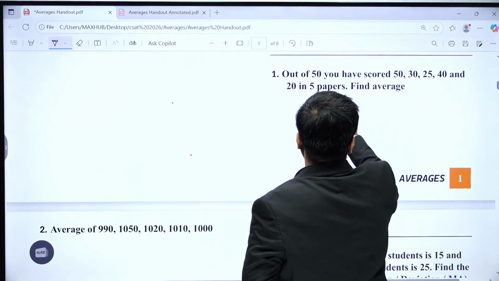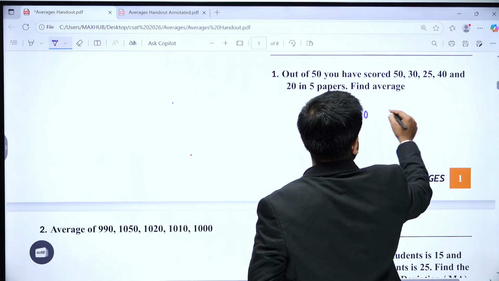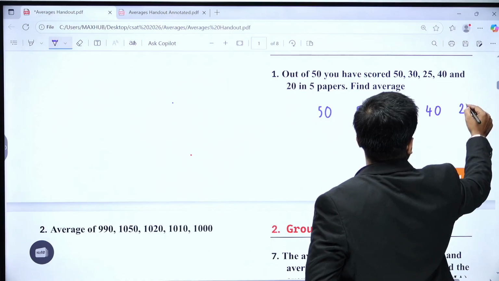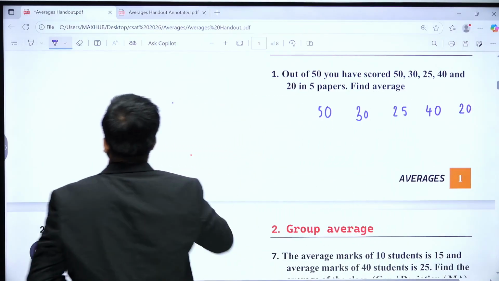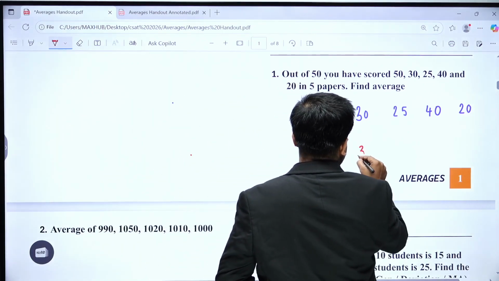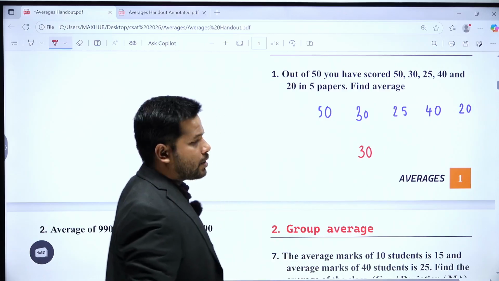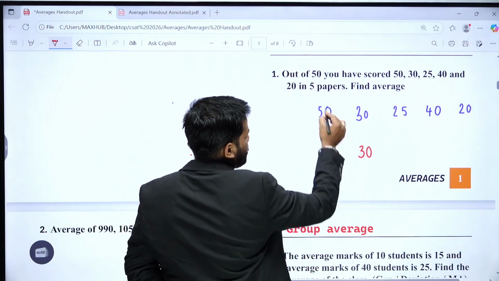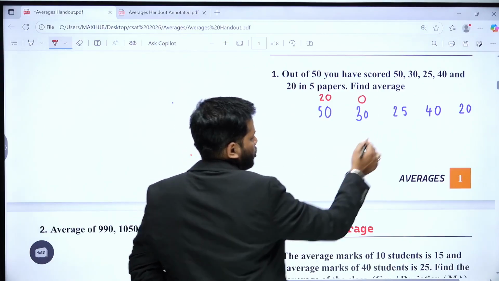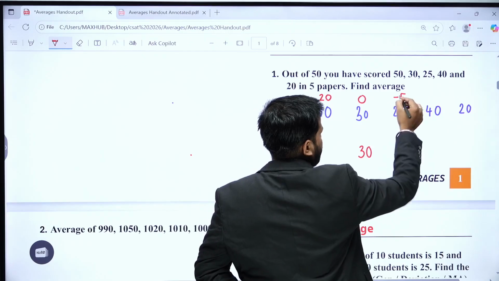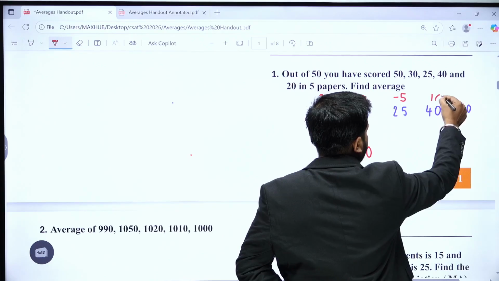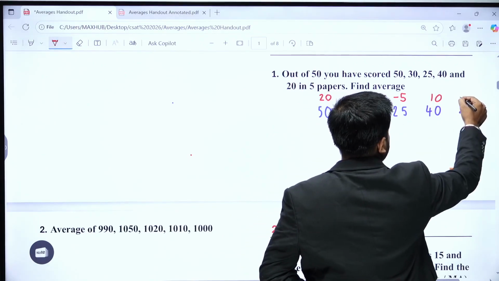Given numbers are 50, 30, 25, 40 and 20. First of all, I will assume an average. Now, what is the average? Let me assume 30. I'll take 30 this time. Can we take 25? We can, I'll show that too. What I will do, 50 minus 30 how much will come? 20. 30 minus 30 will be how much? 0. 25 minus 30 will be how much? Minus 5. Be careful about this calculation part. Okay. 40 minus 30 will be how much? 10. 20 minus 30 will be how much? Minus 10.